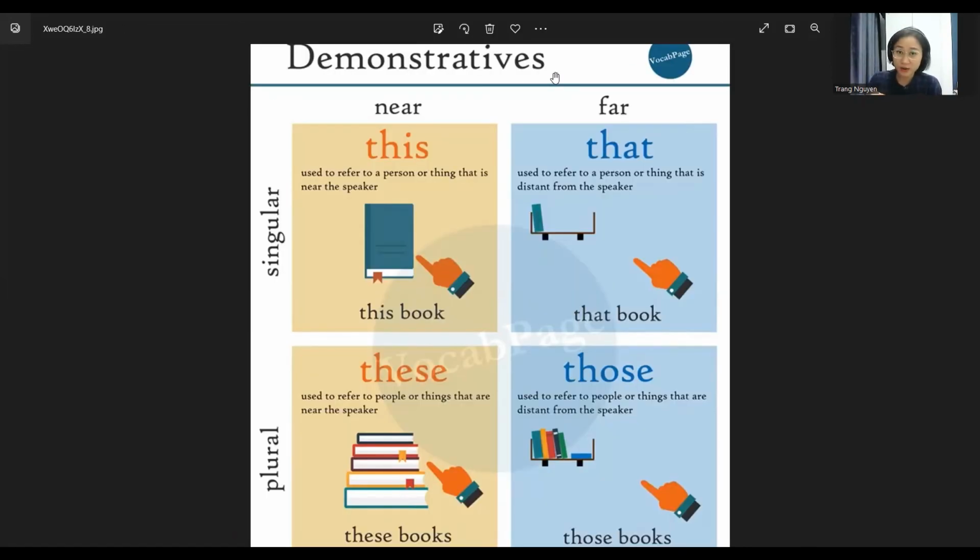Do you understand now? I hope that this could help you to understand how to use the right demonstrative with the right noun.